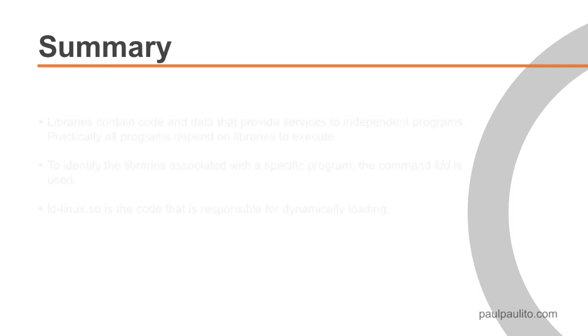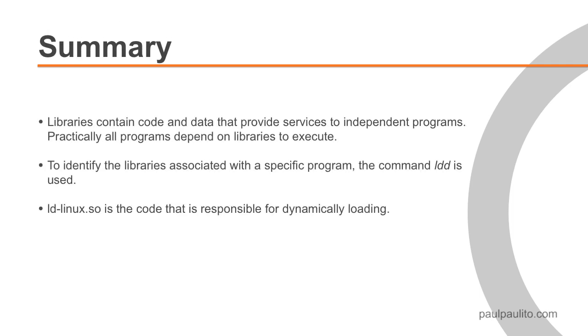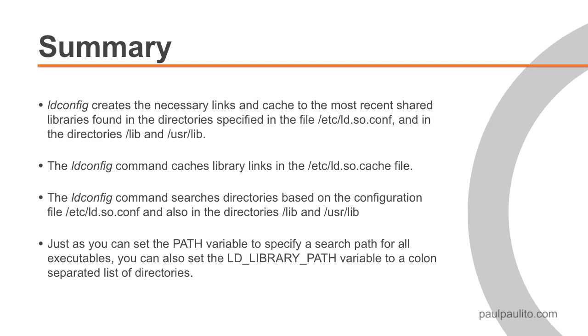Summary. Libraries contain code and data that provide services to independent programs. Practically all programs depend on libraries to execute. To identify the libraries associated with a specific program, the command ldd is used. ld-linux.so is the code that is responsible for dynamically loading. ldconfig creates the necessary links and cache to the most recent shared libraries found in the directories specified in the file /etc/ld.so.conf and then the directories /lib and /usr/lib.